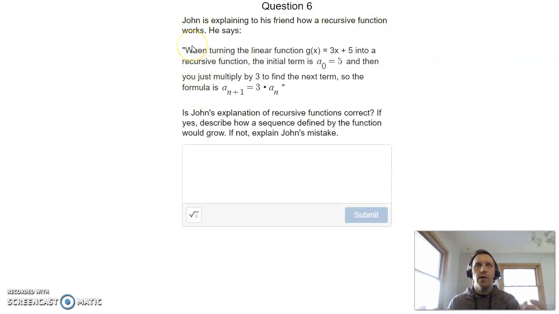Now, read through this question. John's saying, hey, look, I have this linear function and a recursive function.